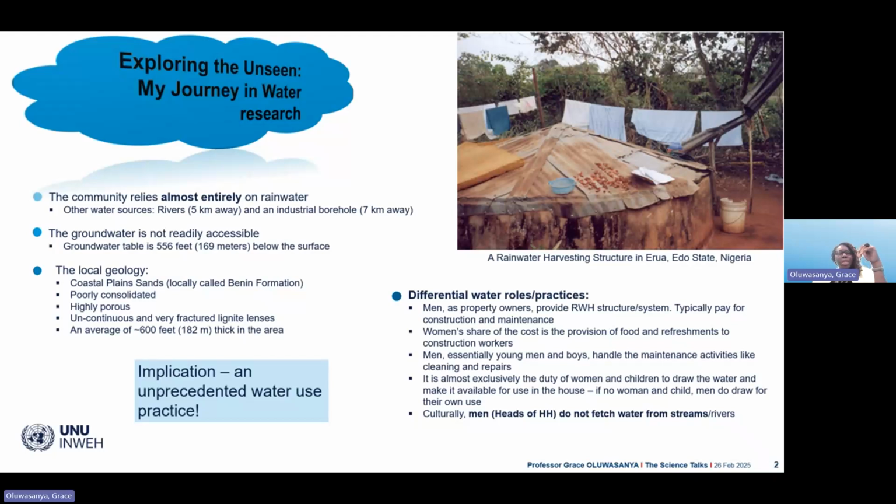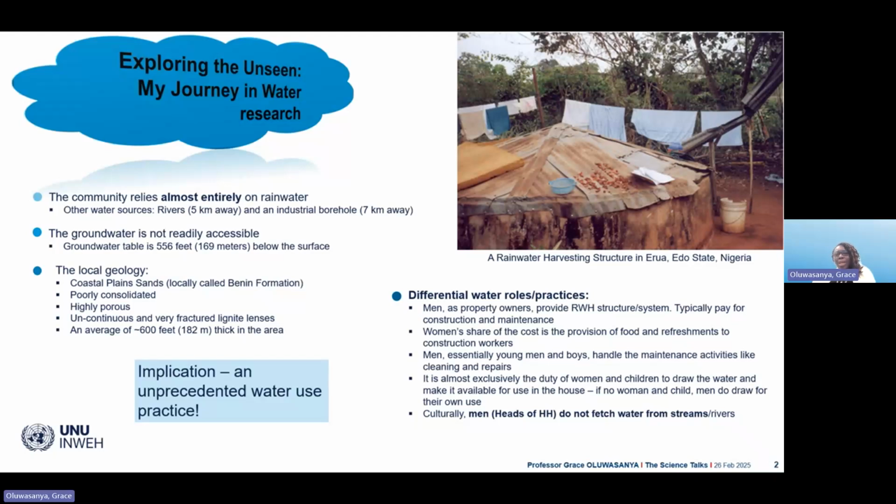In other words, the groundwater table below the surface is around 169 meters. So that's not an easy location to be digging a well for those communities. And even for an industrial borehole, you need to know what you're doing to be able to get one.